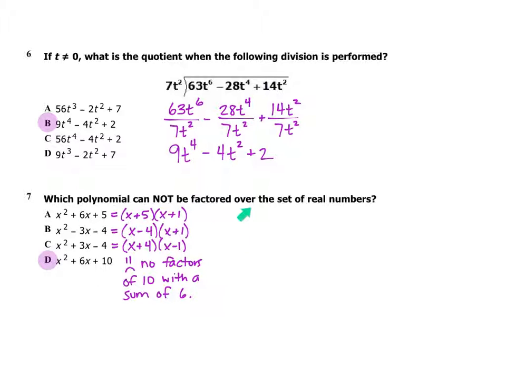Which polynomial cannot be factored over the set of real numbers? Well, in order to figure that out, you have to factor each one. So remember, these are 1x squared trinomials. These are easier than the ax squared, where the a is not a 1. This is just find factors of c that add up to b. So factors of 5 that add up to 6, 5 and 1. Factors of negative 4 that add up to negative 3, negative 4 and 1. Factors of negative 4 that add up to positive 3, just switch the signs of the previous one. Factors of 10 that add up to 6, well, the only factors of 10 are 1 and 10, 2 and 5. Neither pair is going to add to give you 6.